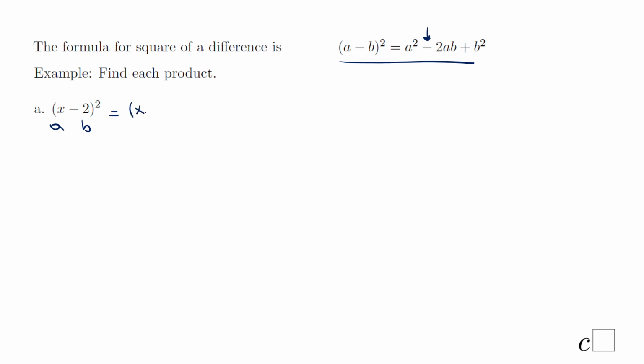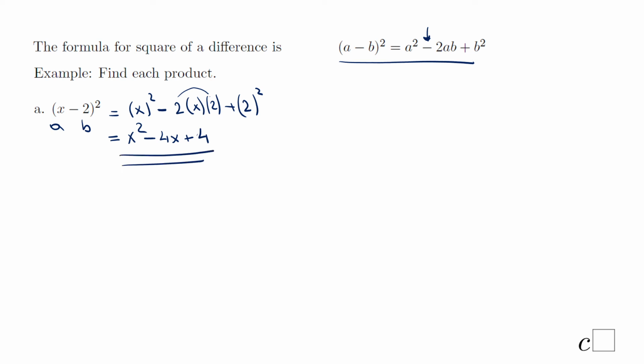We have a squared minus, now be careful, this is minus 2ab, plus b squared. So use this step if needed. And now we have here x squared minus 2 times 2, right? This 2, that is 4x, plus 2 squared is 4. This is the answer for this A.